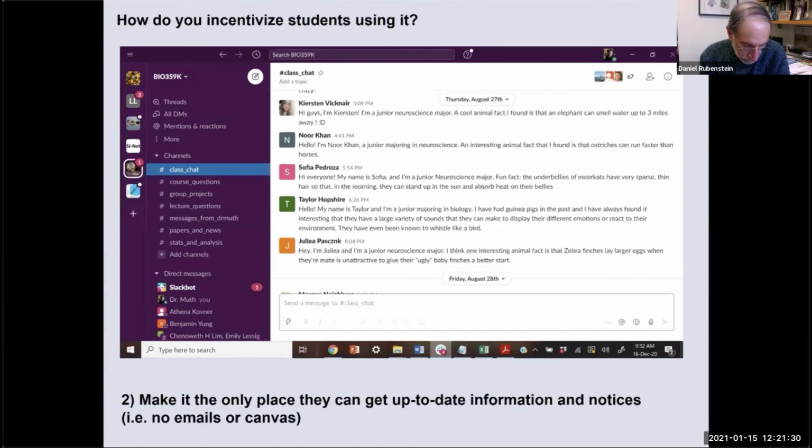Then I told them this was going to be the only place that I would give them information relating to the course, so stuff like deadlines. I didn't send them any emails. I didn't message them at all via Canvas. All of it was in here. So if they wanted to get up-to-date information, they had to use Slack.